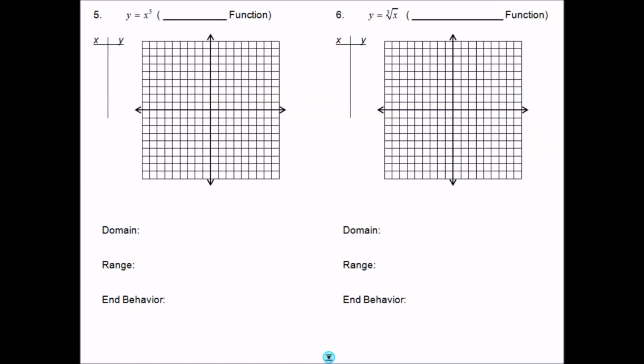Graph number 5 is a cubic. Again, I'm going to pick x's that I know will work, so I'm going to pick -2, -1, 0, 1, and 2. And then if I plug those numbers into the function, -2 cubed is -8, -1 cubed is -1, 0 cubed is 0, 1 cubed is 1, 2 cubed is 8. So I'm going to graph these points.